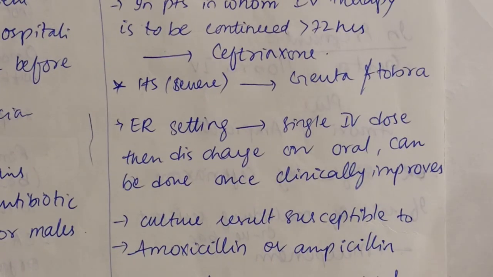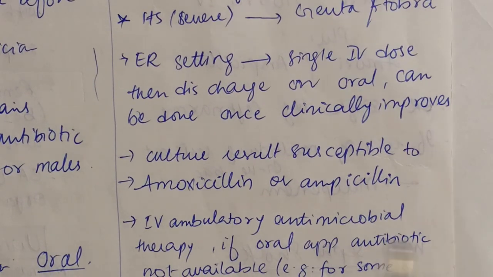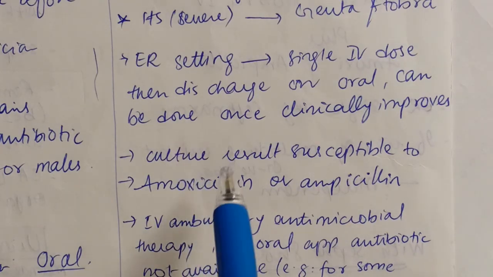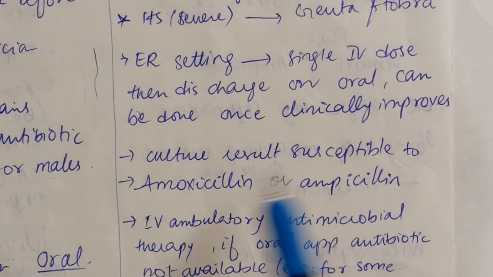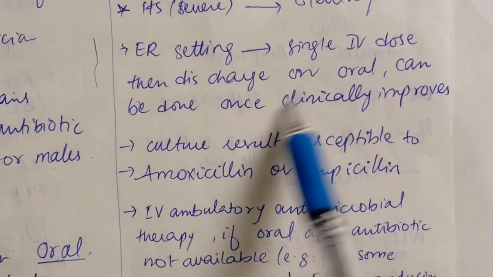In the ER setting, a single IV dose can also be given, and we can then discharge the patient on oral therapy once he clinically improves. So in the ER setting, the patient comes to you with the acute symptoms of pyelonephritis, and if you give a single dose of IV antibiotic and he starts to clinically improve, then we can discharge him after the single IV dose with oral antibiotic. If the culture result is susceptible to amoxicillin, then we can also give amoxicillin or ampicillin to the patient orally.